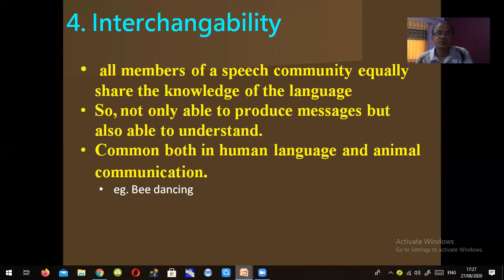But it is not present in animal communication. That's why interchangeability means some sort of convention, some sort of rule, some sort of feature of language should be shared by both speaker and hearer. Or they should belong to the same speech community, in technical terms.